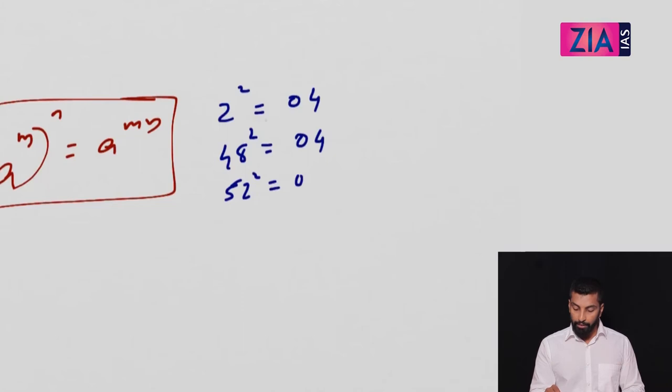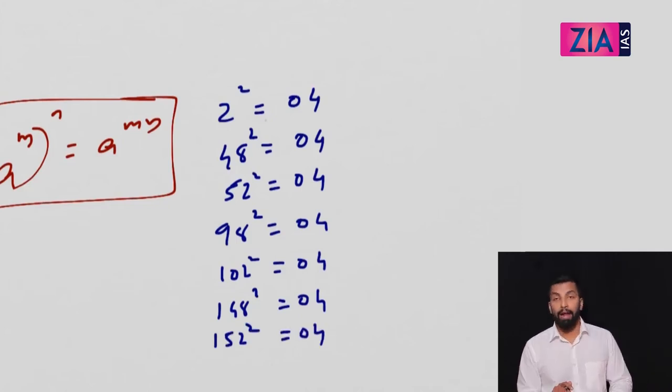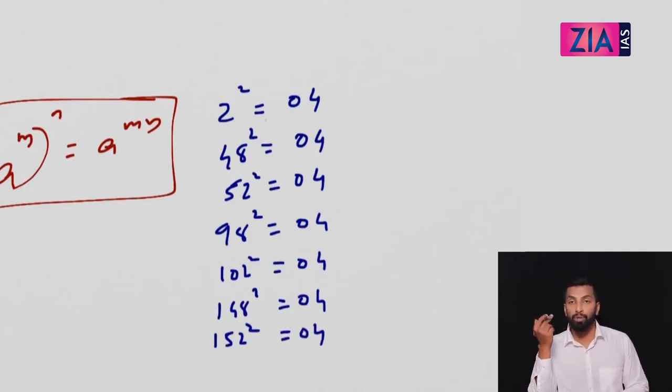52 square last 2 digits will also be 04. 98 square will also be 04. 102 square, 148 square, 152 square, 198 square, 202 square, 248 square, 252 square, 298 square, 302 square, 348 square, 352 square, etc., all will be ending in 04.